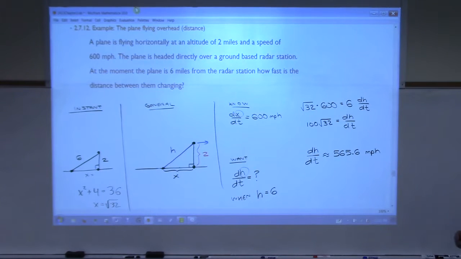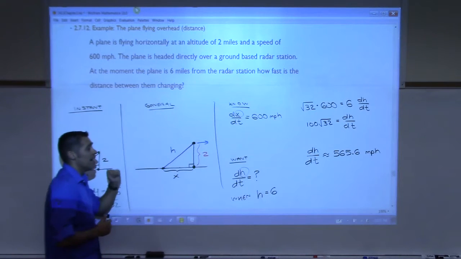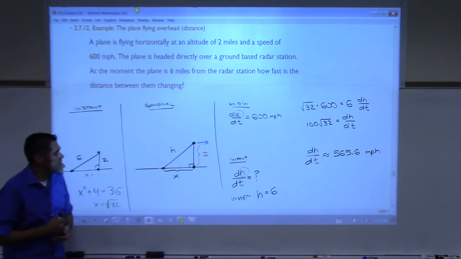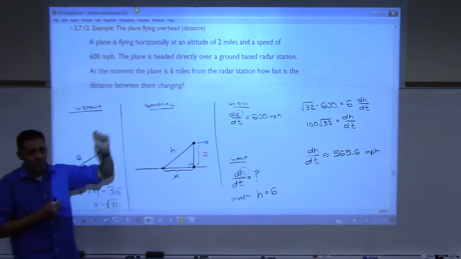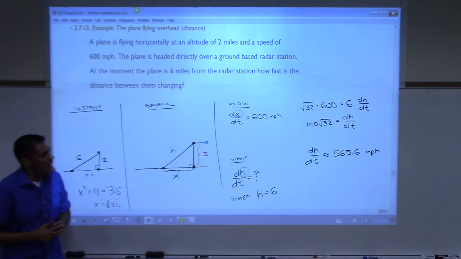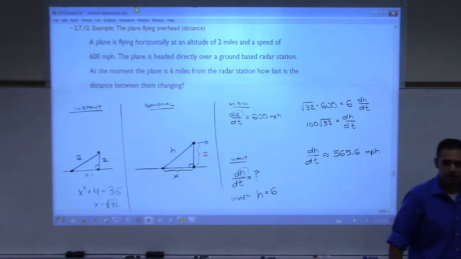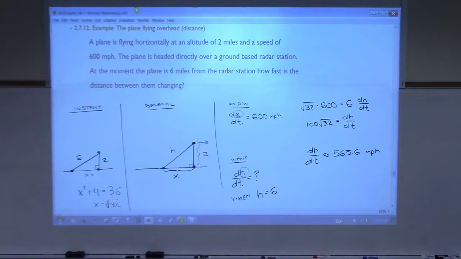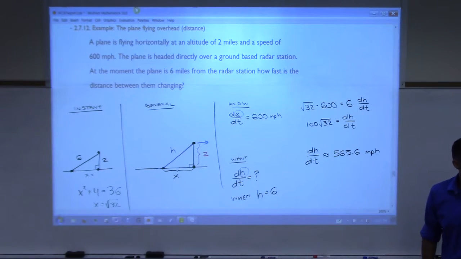So at the moment, exactly at the moment that this plane that is 2 miles high is 6 miles away from the radar station, it is moving away from the radar station, straight line distance, at a speed of 565.6-ish miles per hour. Question? Okay.